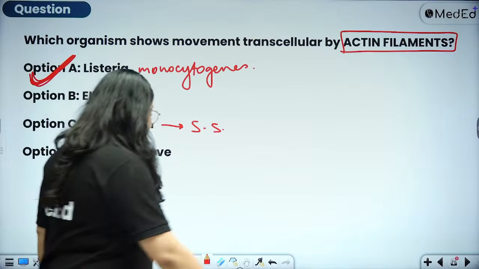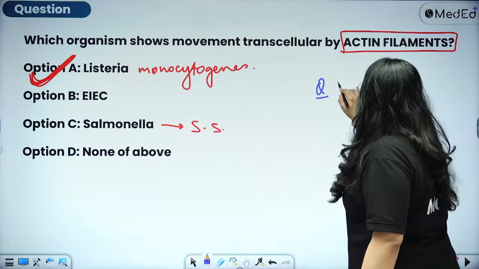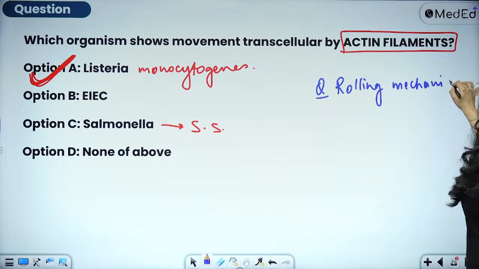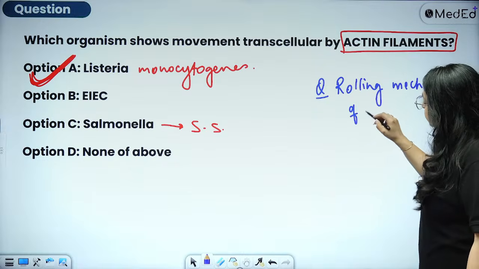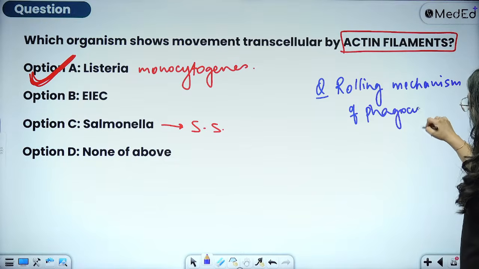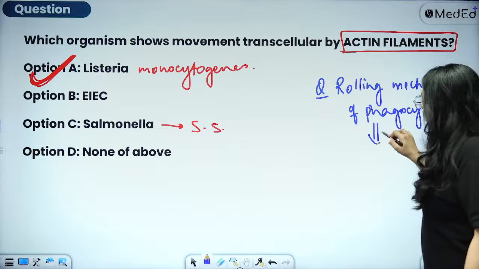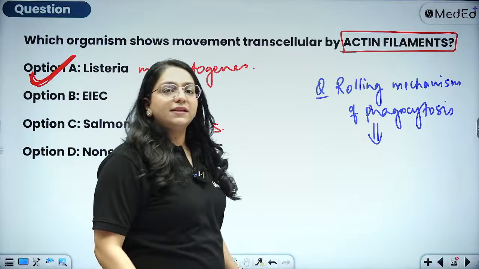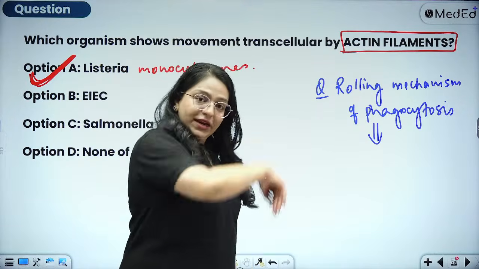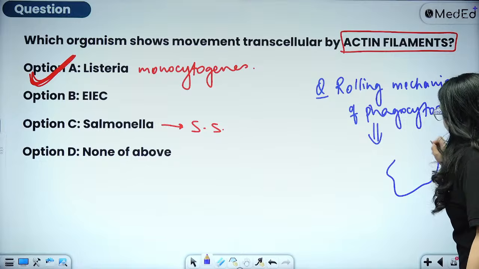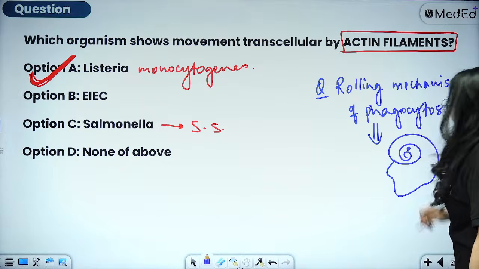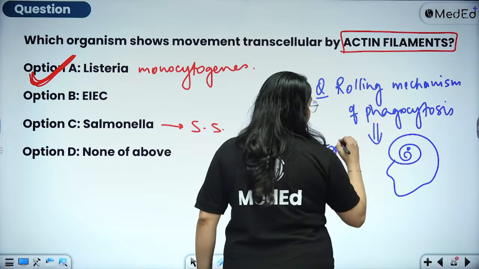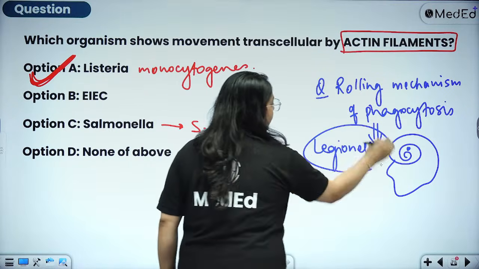If I ask you a question here, rolling mechanism of phagocytosis. What is that? Who shows the rolling mechanism of phagocytosis? Normally a phagocytic cell ingests a bacterial cell like this. But what happens? Rolling. If this is a macrophage, the arm comes and rolls around the antigen like this. This rolling is seen by Legionella pneumophila. Potential question.